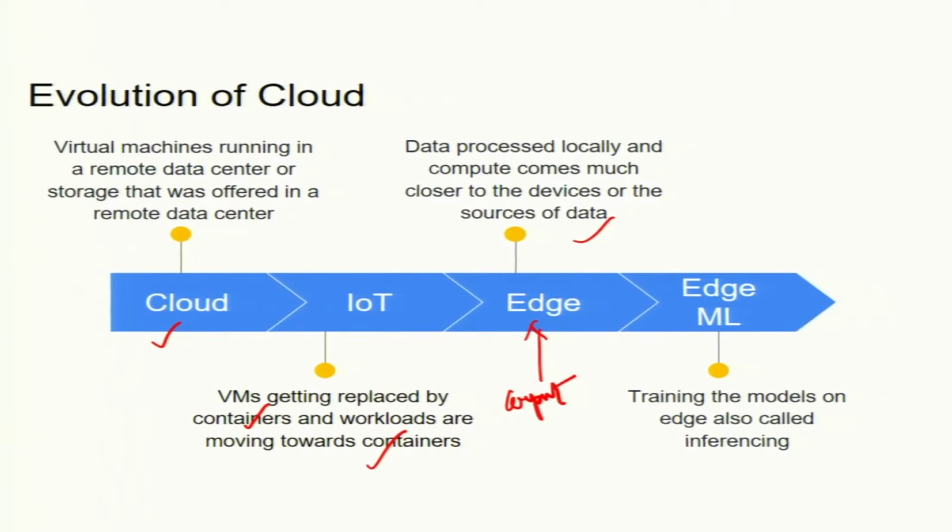Now comes the AI and ML. The AI and ML which you can now run at the edge, very close to the devices, is called edge ML or edge machine learning. There, you can still train the model on the cloud, and now with the edge having a lot of computing power, sometimes the training also you can do at the edge, and as far as the other part, that is inferencing, you can do at the edge, and this particular capability is called edge ML.